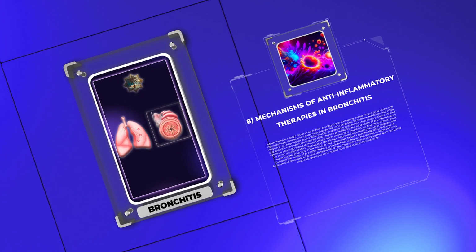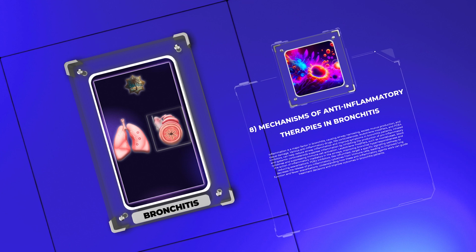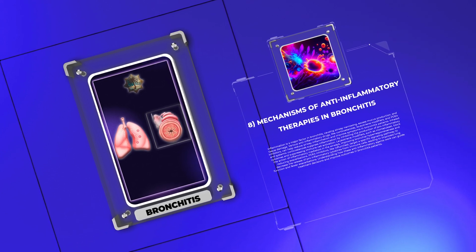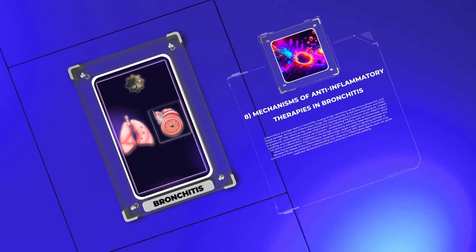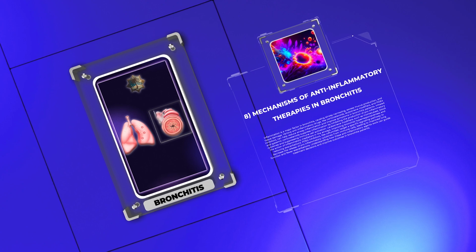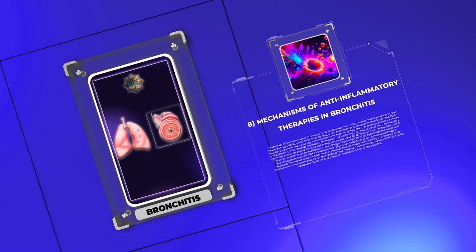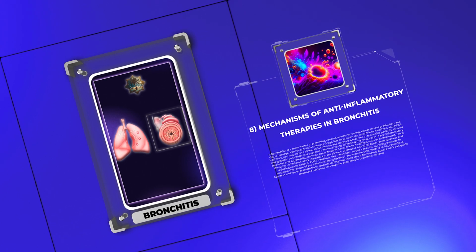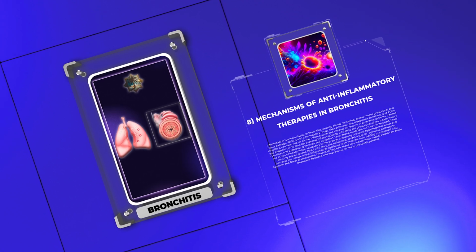Various anti-inflammatory drugs, like corticosteroids, leukotriene modifiers, and PDE4 inhibitors, can help reduce airway inflammation and improve symptoms in bronchitis patients. Inhaled and systemic corticosteroids suppress inflammation by inhibiting the production of pro-inflammatory cytokines and suppressing immune cell activation. Leukotriene modifiers, such as montelukast, block the action of inflammatory mediators in the airways, improving bronchial hyperresponsiveness and reducing exacerbations.